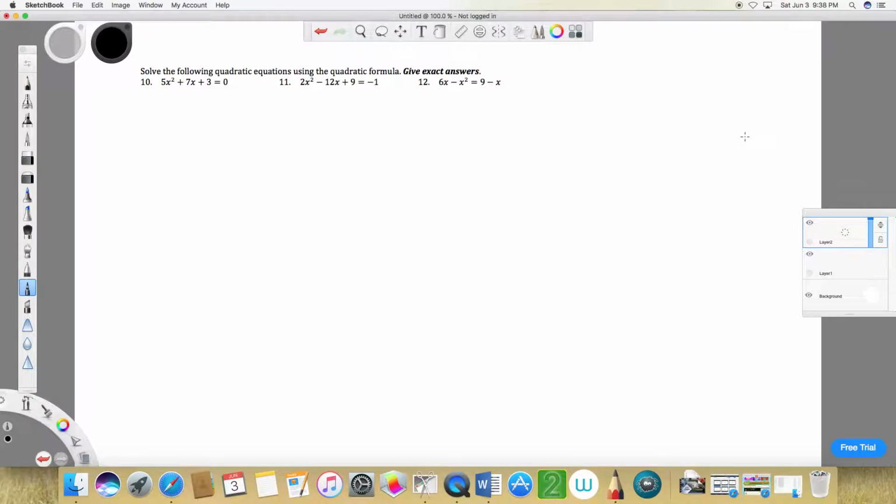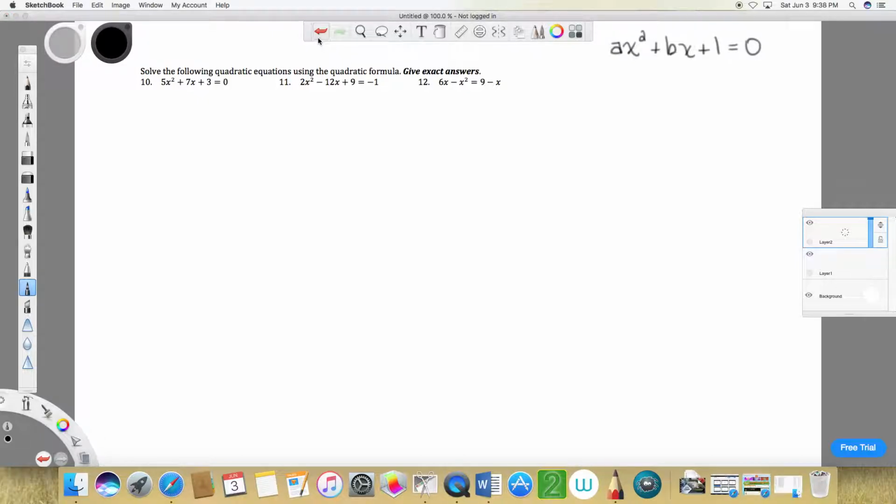Let's take a look at these three problems. They are quadratic equations, but this time the directions are telling us to use the quadratic formula to solve these. So we need to rewrite each of these equations and get it in a standard form. Sometimes people call it a general form, but I usually call it a standard form.